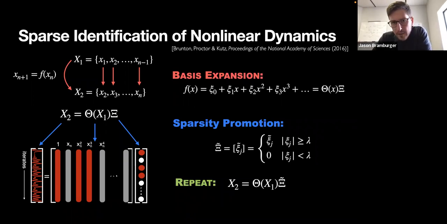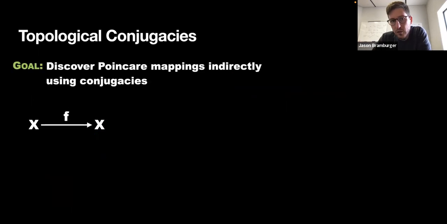So what I decided to do is I decided to turn this discovery process on its head and look back to some very old ideas coming from the world of topology. And what I wanted to do is implement the idea of a topological conjugacy to create a sort of version of indirect discovery of Poincaré mappings. So let me lay out the theory for you first, and then I'll talk about how we implement this computationally.